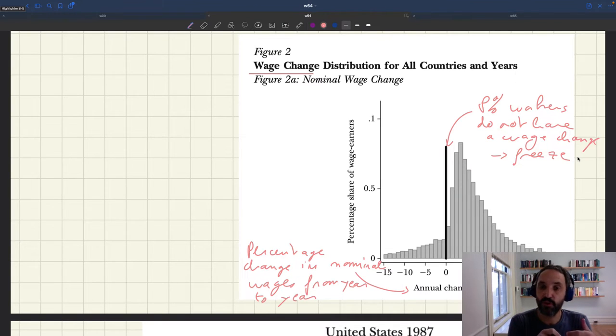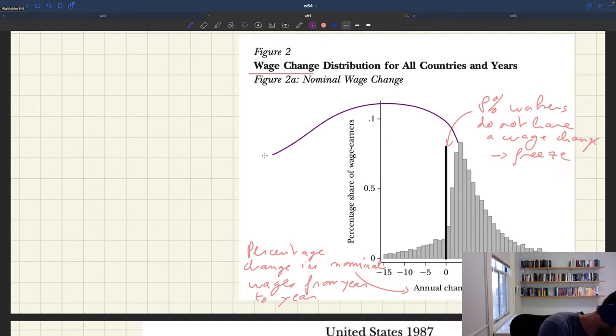And sometimes people interpret that as, oh, there's downward nominal wage rigidity. That's not clear at all from this. What we can just say is that there's a bunch of people who have wages that are fixed for a period of at least 2 years, which is quite interesting. Second thing that we can see is that there's a big lump at zero. And then most of the mass of wage changes you can see is around 4 or 5%. That's what we see here.